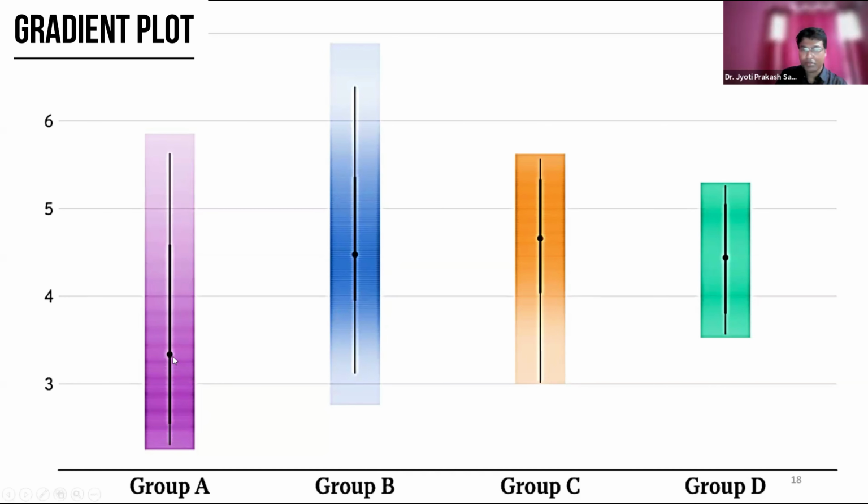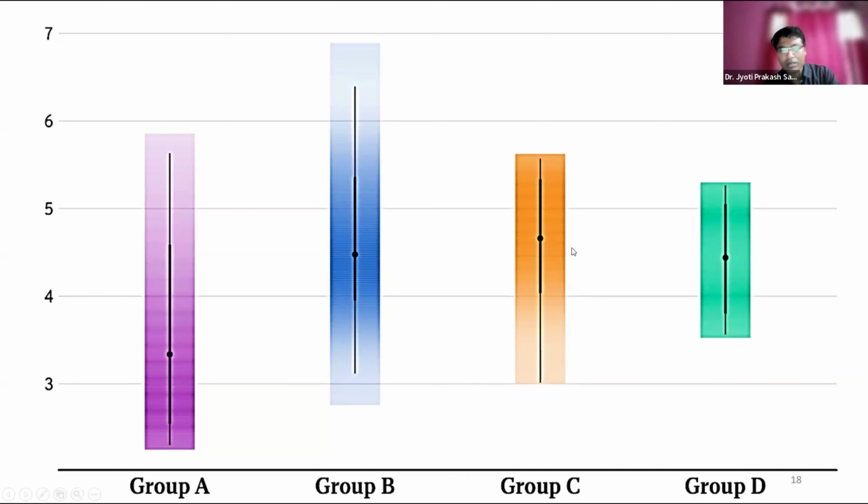It is evident from the median and the whiskers, but still, just by looking at the gradient, you can tell where most of the scores are. For group D, there are only 4 participants, 4 scores, so there is no difference in the gradient. In the rest of the 3 groups, there is some gradient visible. This is the gradient plot.